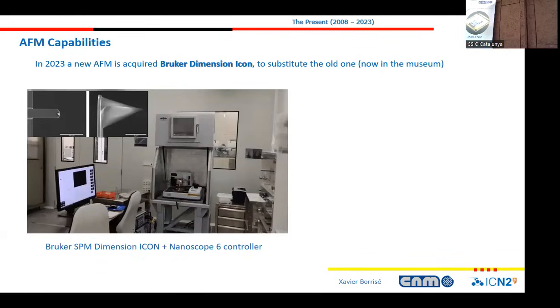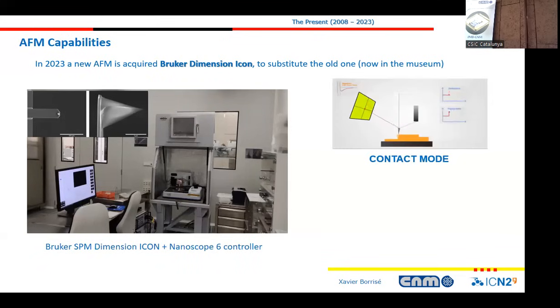Finally, with the Minatec also, we exchanged the AFM, which was old, and we had very old software and some problems with replacement parts. And then, as we needed it for the characterization, we bought a new AFM, which is kind of a replacement. Okay, so that's a new system, which is in the same place.